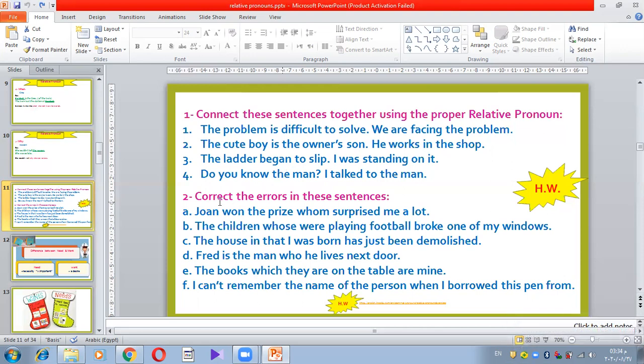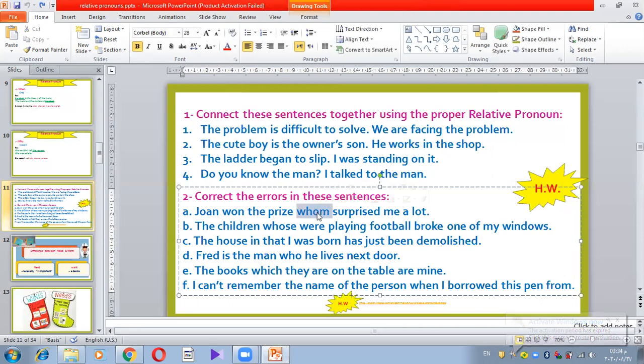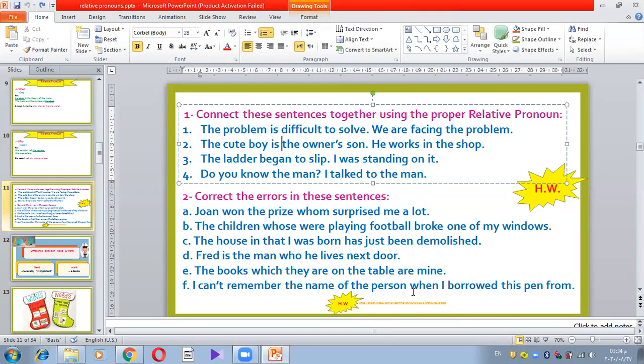Number two, in these sentences, there are some mistakes or some errors. I want you to correct them. Correct the errors in these sentences or the mistakes. Joan won the prize. Whom surprised me a lot. So should we use whom here or should we use something else? Okay, very good.